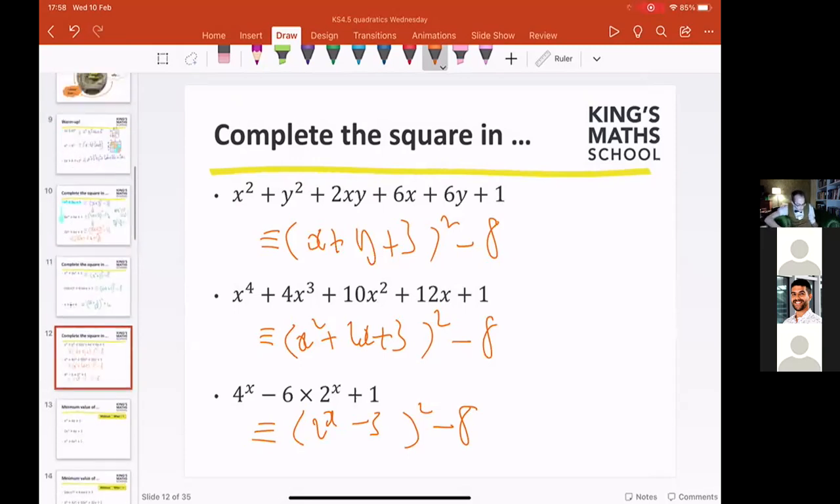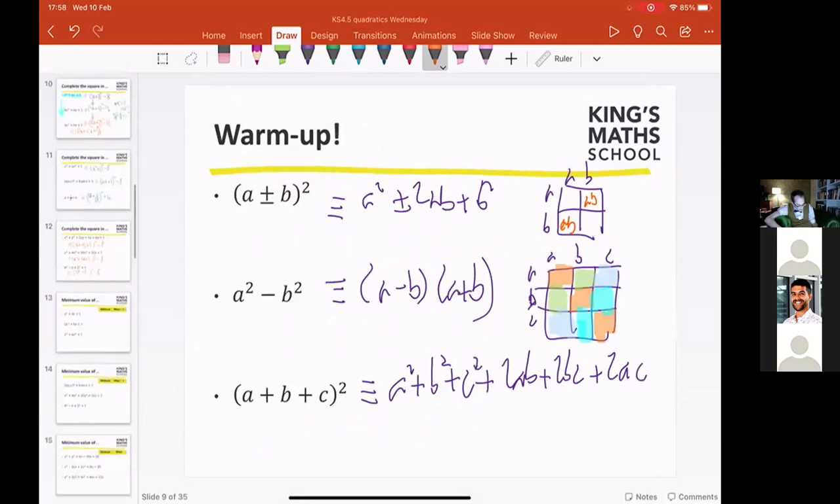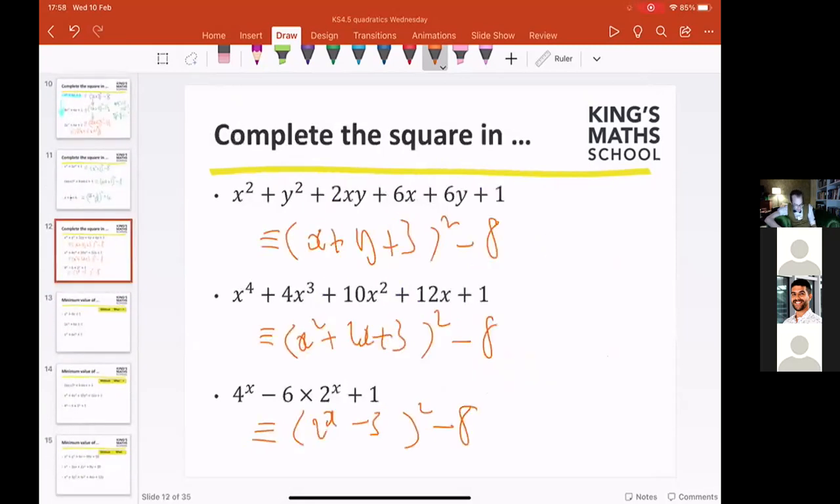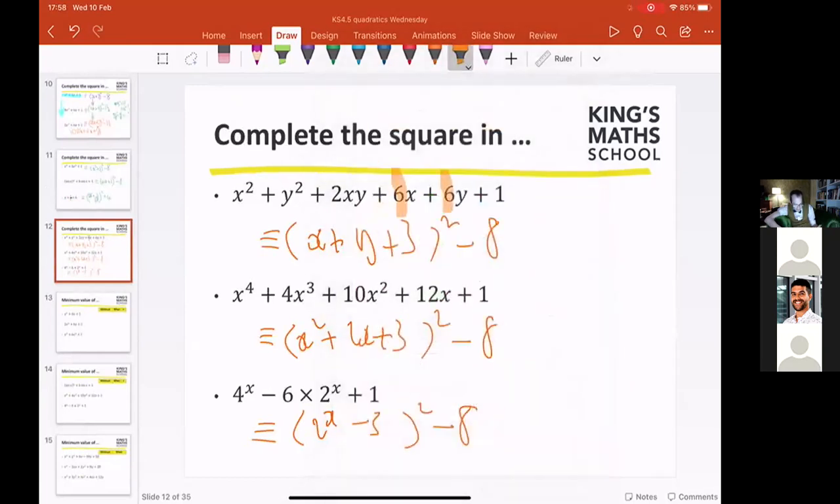Well, partly because if they know that bottom identity, they're looking for, hang on, so I've got some squares and I've got double, double, double. Oh, okay, right. So that 6x and that 6y has come from double something, oh, double 3. So I'll try x and y and 3.